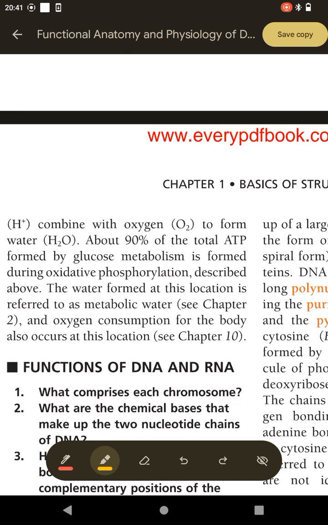About 90% of the total ATP formed from glucose metabolism is formed during oxidative phosphorylation. The water formed at this location is referred to as metabolic water, and the oxygen consumption for the body occurs at this location.